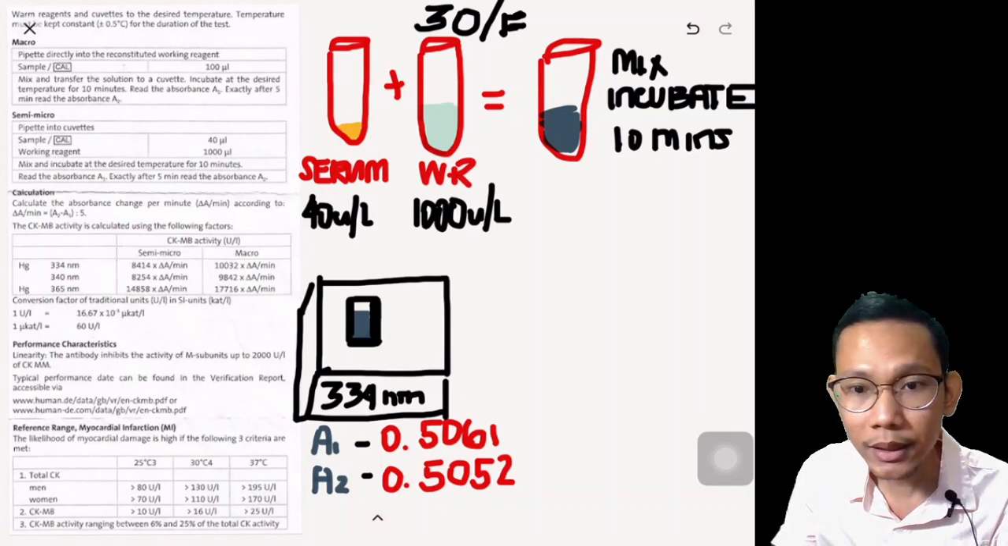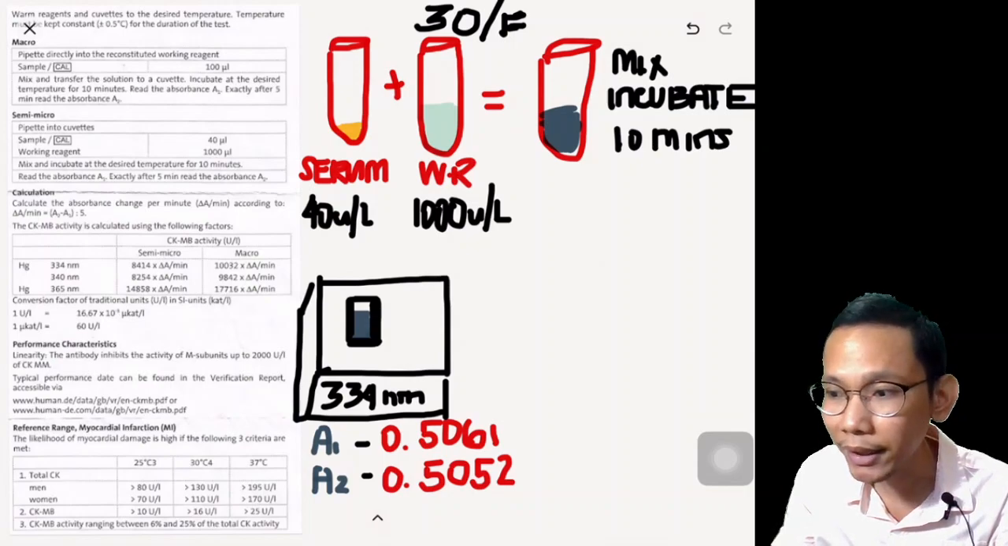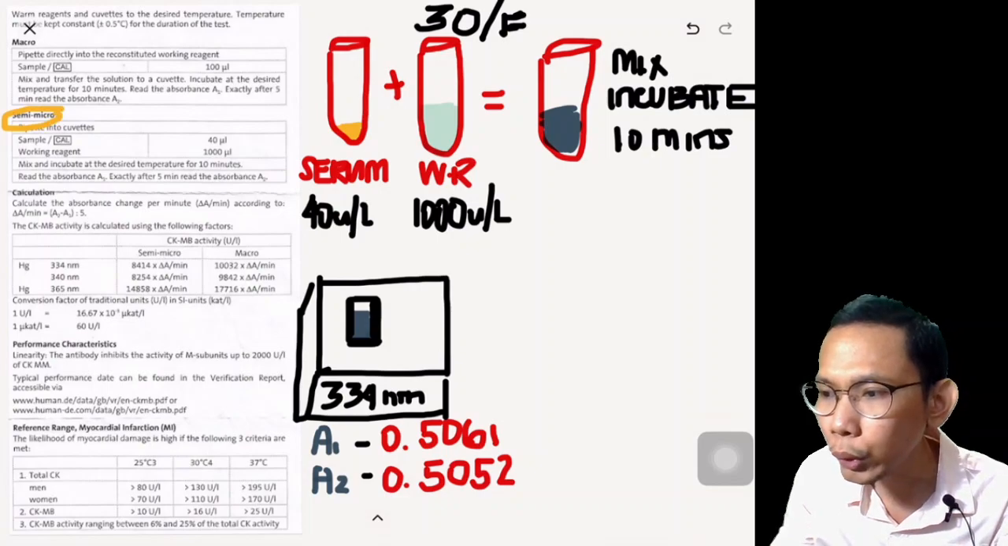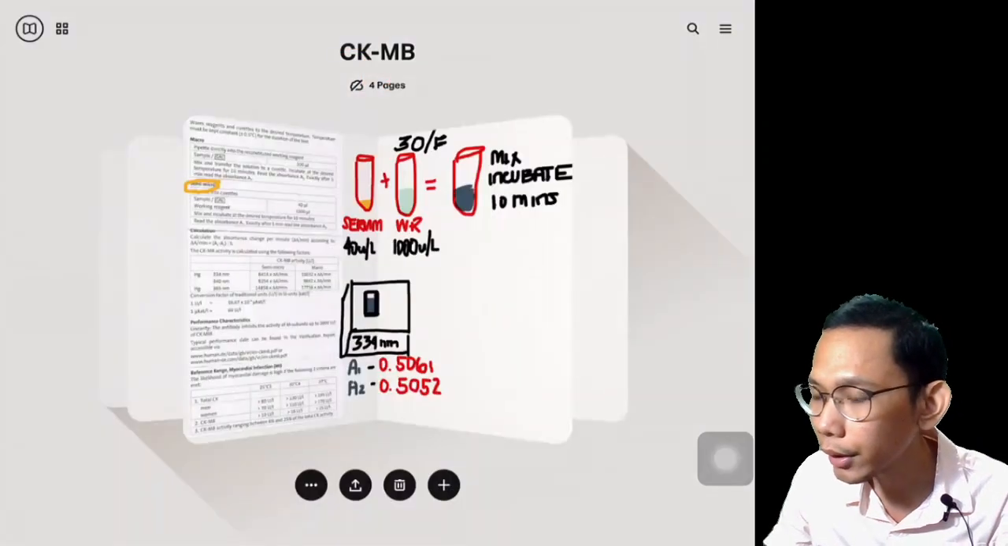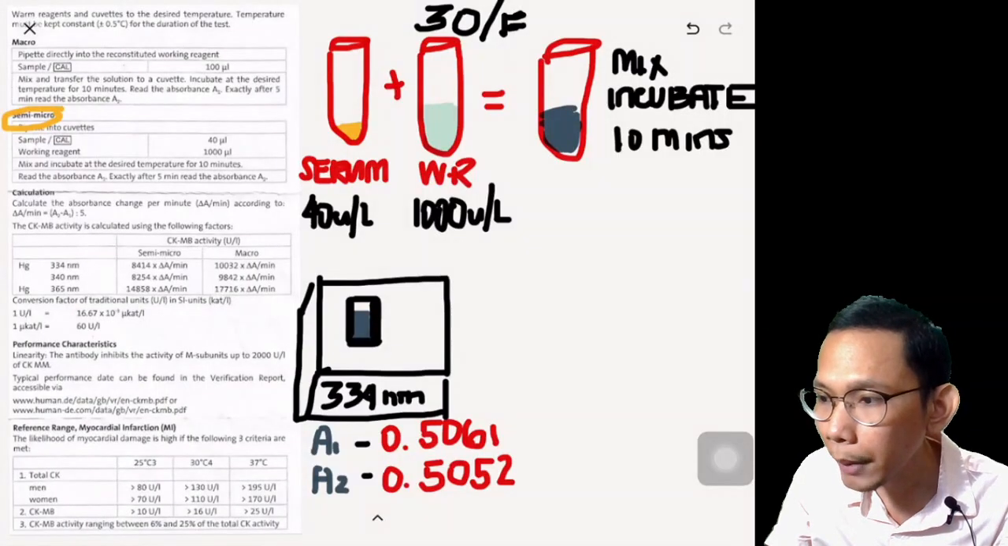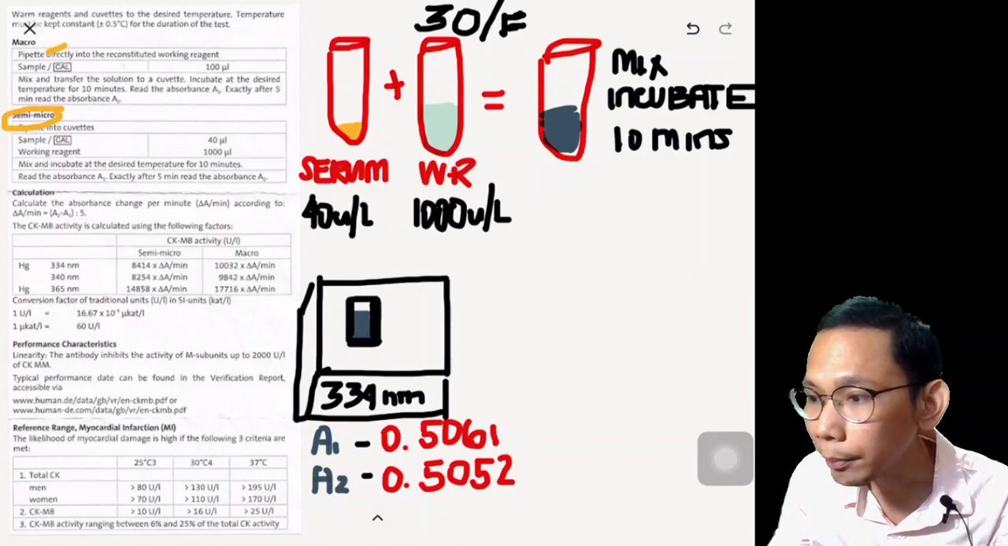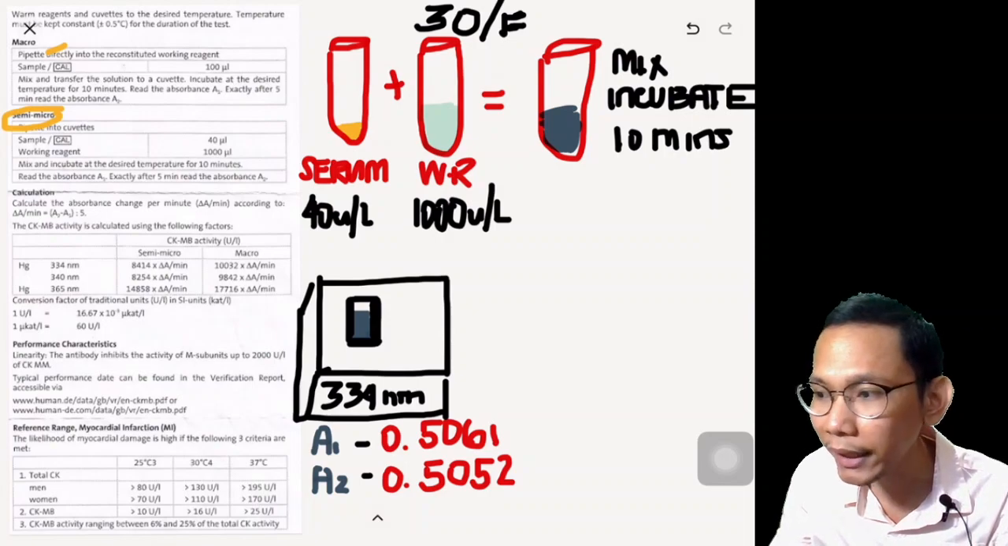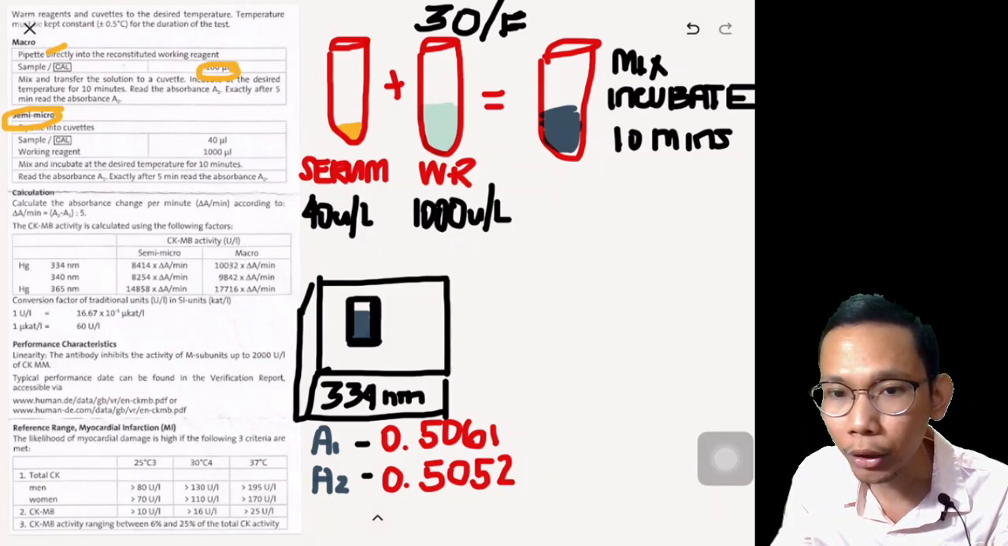Since we prepared a working reagent, we will use semi-micro. Why? If we use the macro method, you pipette directly into the reconstituted working reagent. Meaning, all of the working reagent we made will just be added with 100 µL of sample. Again, with macro sampling, all of the working reagent we prepared just gets 100 microliters of sample.